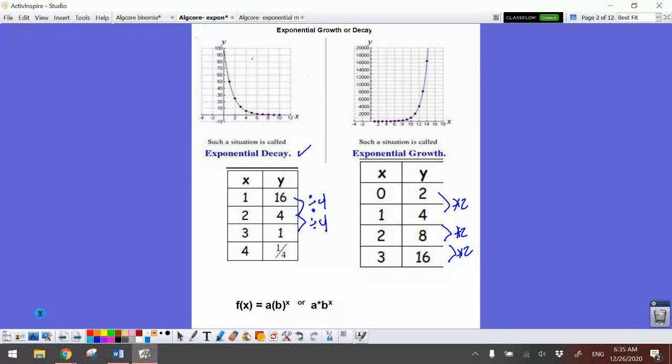We've got an exponential decay, where things are going down. The data is going down, and it's going to level off. And then we have exponential growth that starts low and goes up.